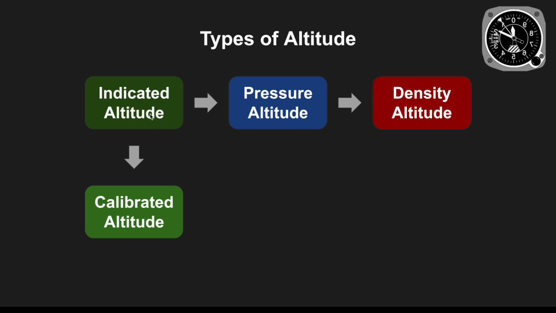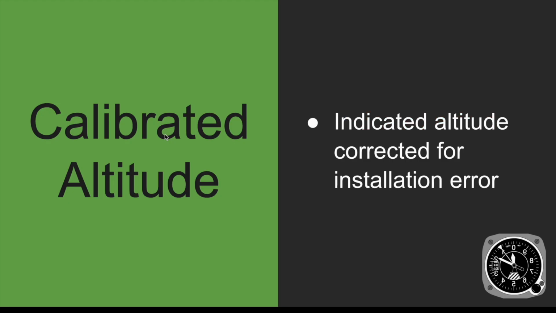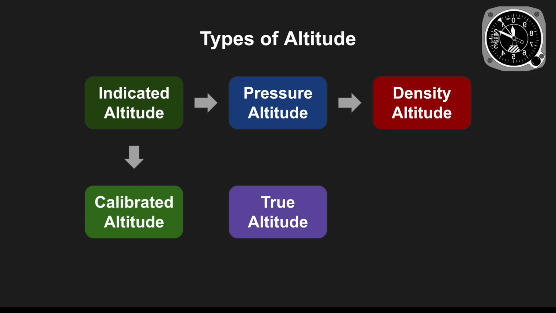And then we have calibrated altitude. So you have to have indicated to figure out pressure, and you have to have pressure to figure out density altitude. You really only need indicated to figure out calibrated altitude. This one is kind of an outlier. This is indicated altitude corrected for installation error. Now, we talked about calibrated airspeed in the last section, and we talked about how you have installation error with some of these gauges. So they have a little chart that corrects it. Well, we have the same thing for calibrated altitude.